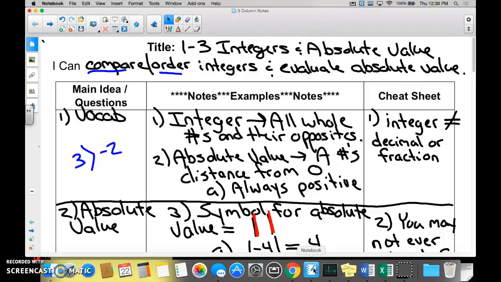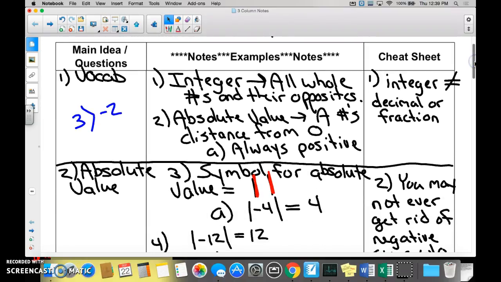All right, we talked about the word integer. We talked about what absolute value is. We came up with a great cheat sheet idea by saying integers are not decimals or fractions. Integers are always what, everybody? Whole numbers and their opposites. Okay, let's try that again. Integers are always what? Whole numbers and their opposites.